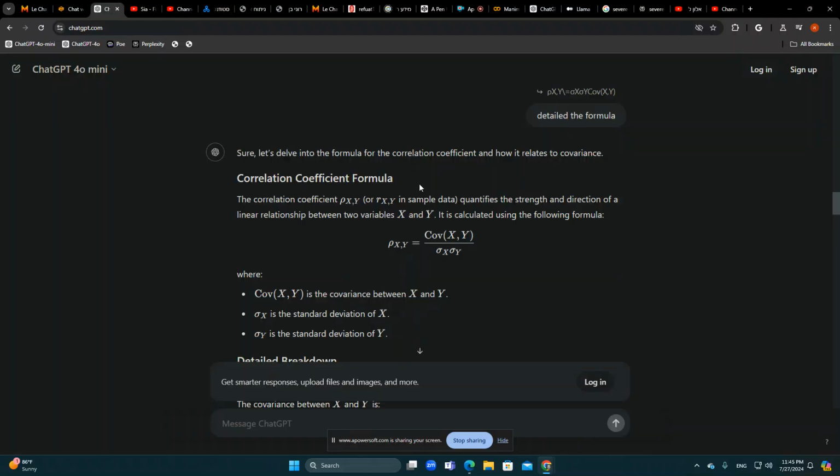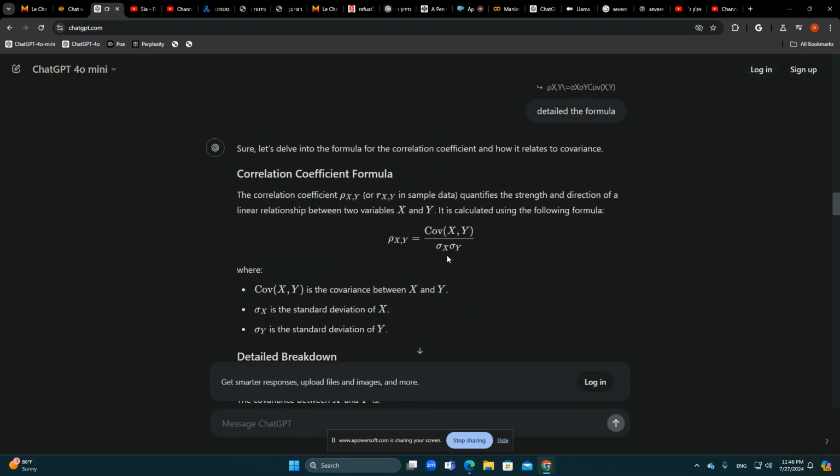Okay, so the idea now is to talk about the correlation coefficient formula, which evaluates how much linear correlation there is between the two variables x and y. So this is the correlation coefficient of x and y. It is calculated by calculating the covariance between x and y and dividing by the standard deviation of x multiplied by the standard deviation of y.